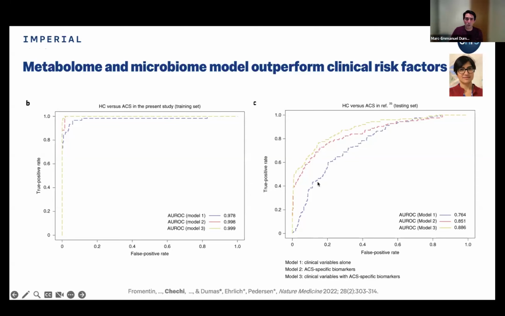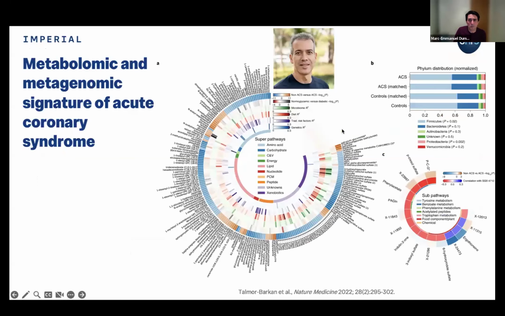And you can see that the performance of the clinical risk factors, Framingham risk scores and so on, was good, but it wasn't perfect. When we used the metabolomic and microbiome data only in the model, it predicted much better. And then when we merged the two, the clinical and the omics data, we have an improvement in the performance of the ROC curve here.